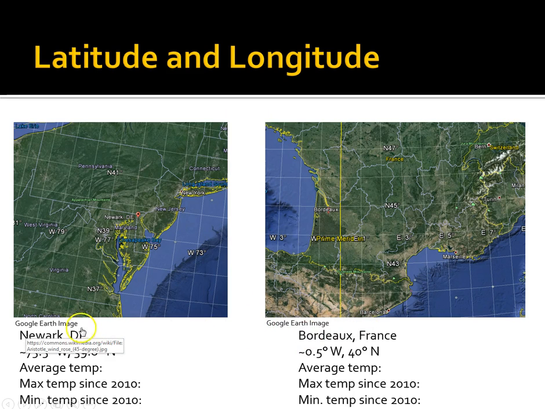So let's look at another comparison. We have Newark, Delaware versus Bordeaux, France. Both very exotic locations, of course. So anyway, you notice that this is about the same latitude, right? But the longitude, we're here almost at the prime meridian in Bordeaux, and we're 75 degrees west in Newark. So let's think about what the temperature differences might be there.